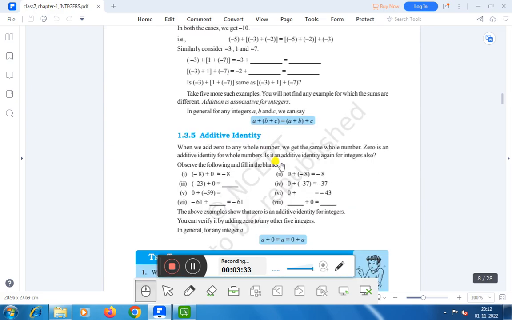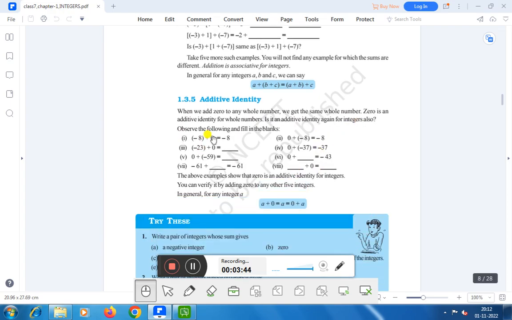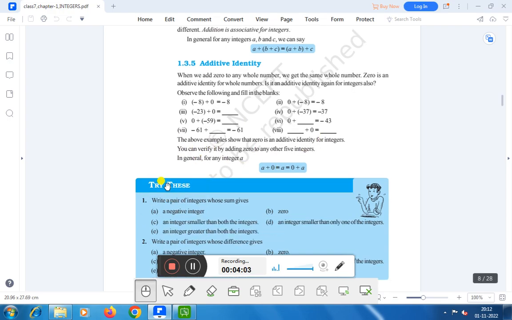And the next one is additive identity. When you add 0 to any whole number, we get the same whole number. 0 is an additive identity for whole numbers. Is it an additive identity for integers also? Observe the following and fill in the blanks. Minus 8 plus 0 is minus 8. 0 plus minus 8 is minus 8. Minus 61 plus 0 is minus 61. And 0 plus 0 is also 0. The above examples show that 0 is an additive identity for integers, right? That means a plus 0 is equal to a is equal to 0 plus a.